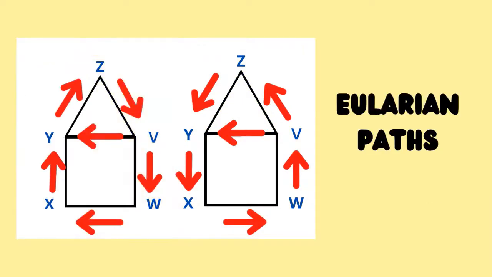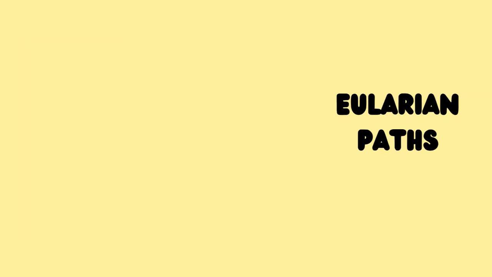If you look at the examples closely, you will notice that all the edges are used. Some of the vertices were repeated, but not the edges. Also, it started and ended on different vertices. This is what you call a Eulerian path.